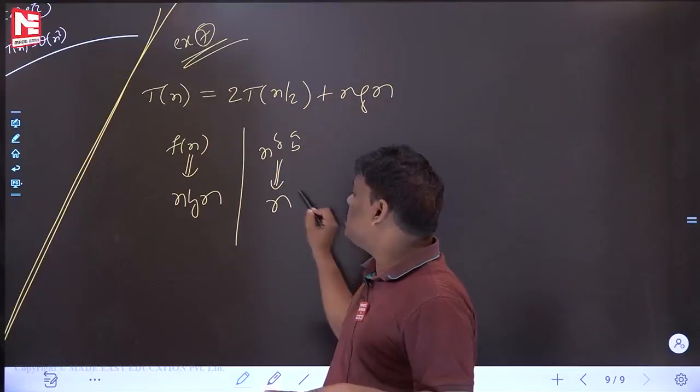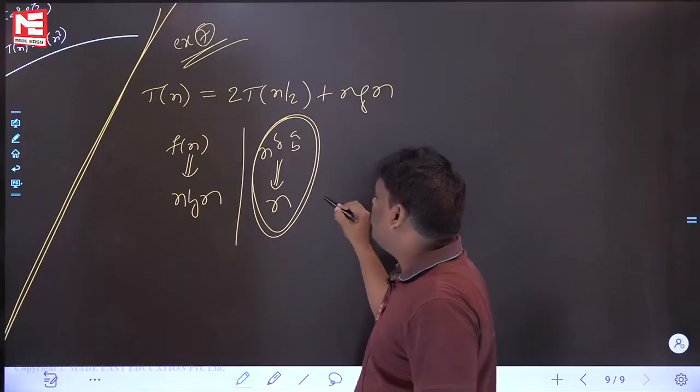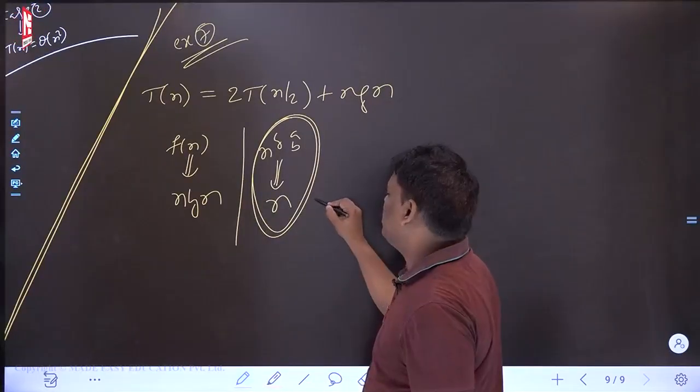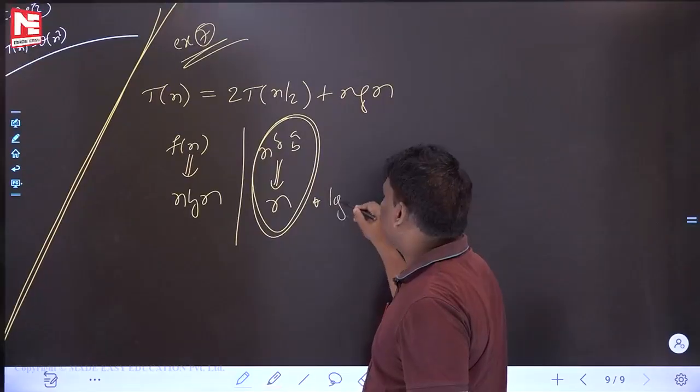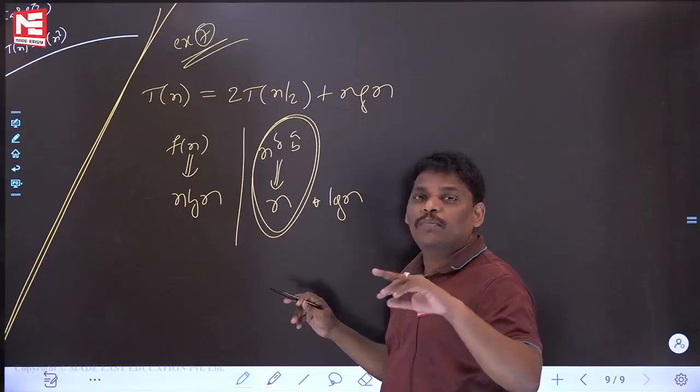What do I have to multiply so that both are equal? He is smaller, fine. But smaller by how much? If I multiply, I will get the left hand side person. He is smaller by, I think, log n time. If I multiply by log n, then both are equal.